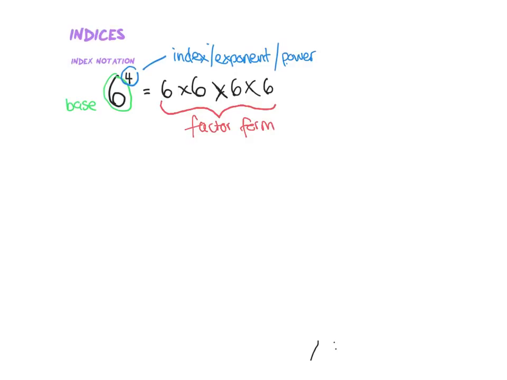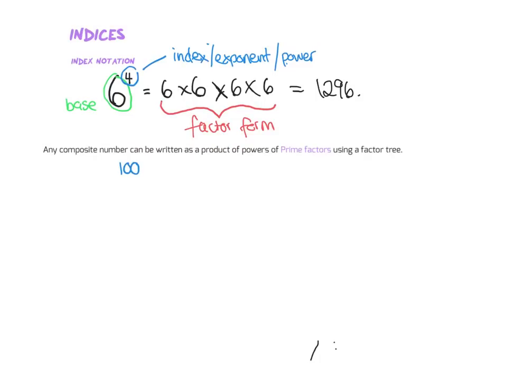And obviously 6 to the power of 4 is 1296. Okay, so any composite number can be written as a product of powers of prime factors using a factor tree. So if you remember back to what a prime factor is, a number that is only divisible by 1 and itself. So we can break up any composite number.